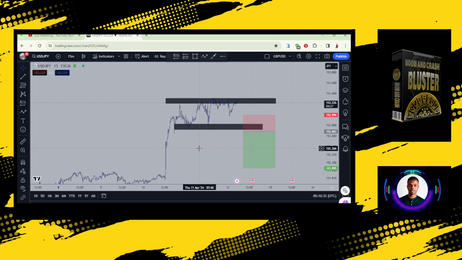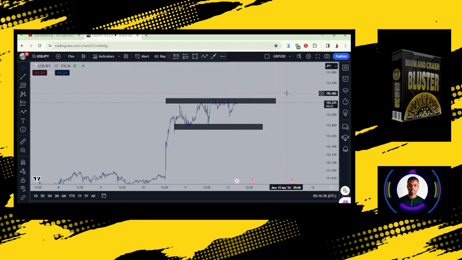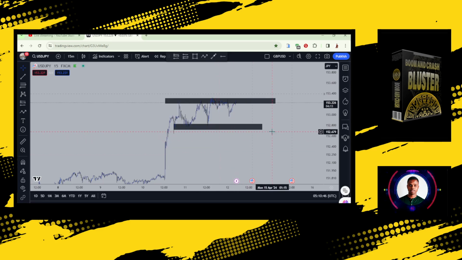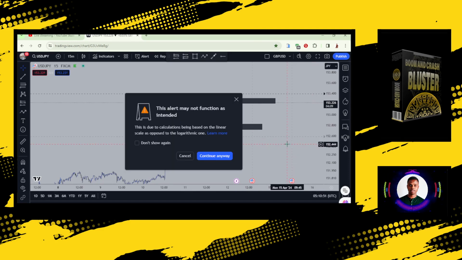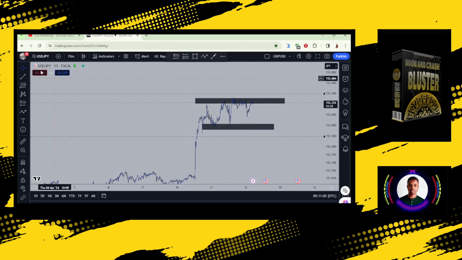So I'll wait here, and for now I will just place some alerts right here. I just want to know if the market breaks to the upside. I want to add an alert right here, and also another alert down here. So I will know exactly when the market reaches one of these zones. TradingView is going to alert me, and I'll be looking to place my trades. So that's the first pair that I'll be looking at, USDJPY. This is the 15-minute time frame.